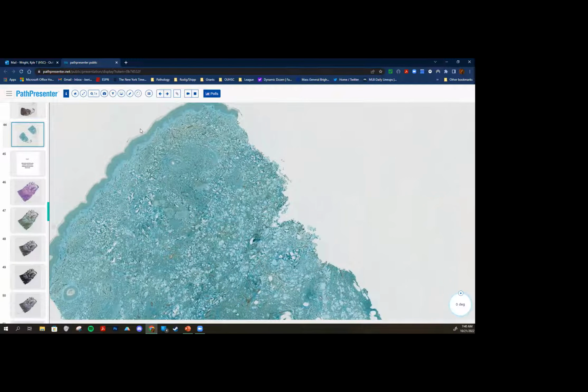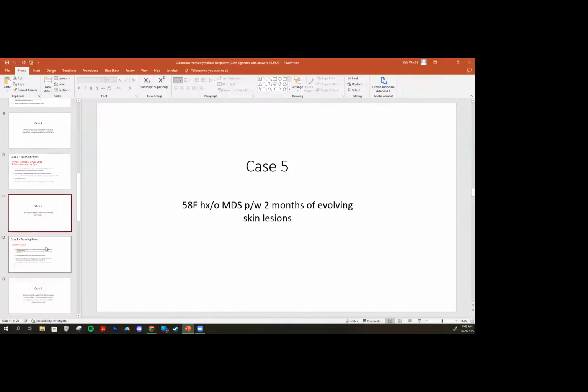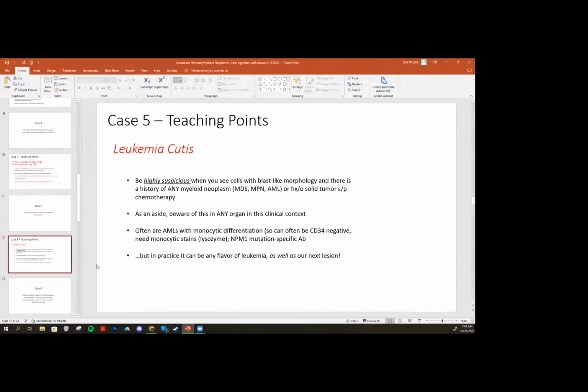Well, that's weird, right? I thought these are supposed to be myeloid cells, but indeed, this is leukemia cutis. This is AML involving the skin. So the first thing that I want to teach you guys is you should be highly suspicious when you see cells with a blast-like morphology, so intermediate to large in size, mildly irregular nuclei, open chromatin, variably prominent nucleoli, scant cytoplasm.